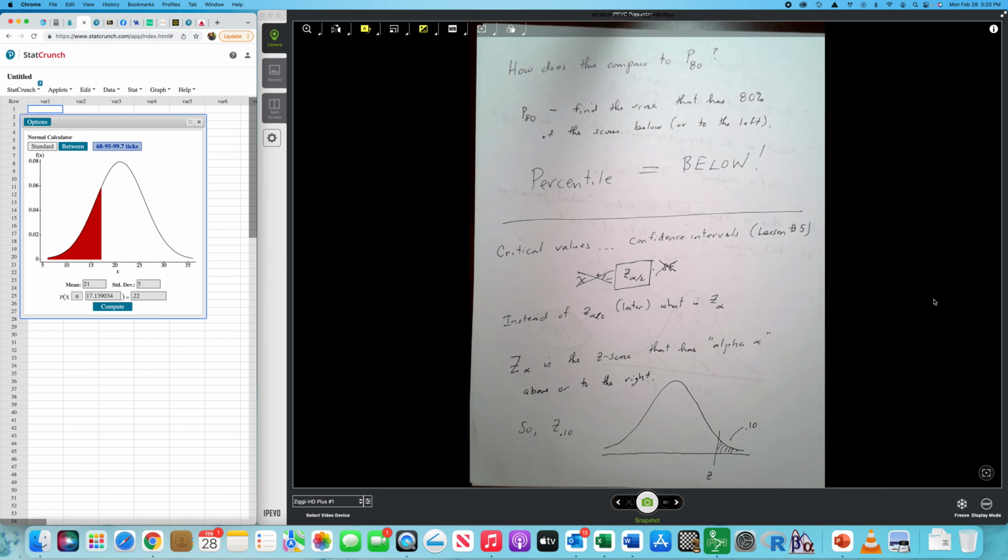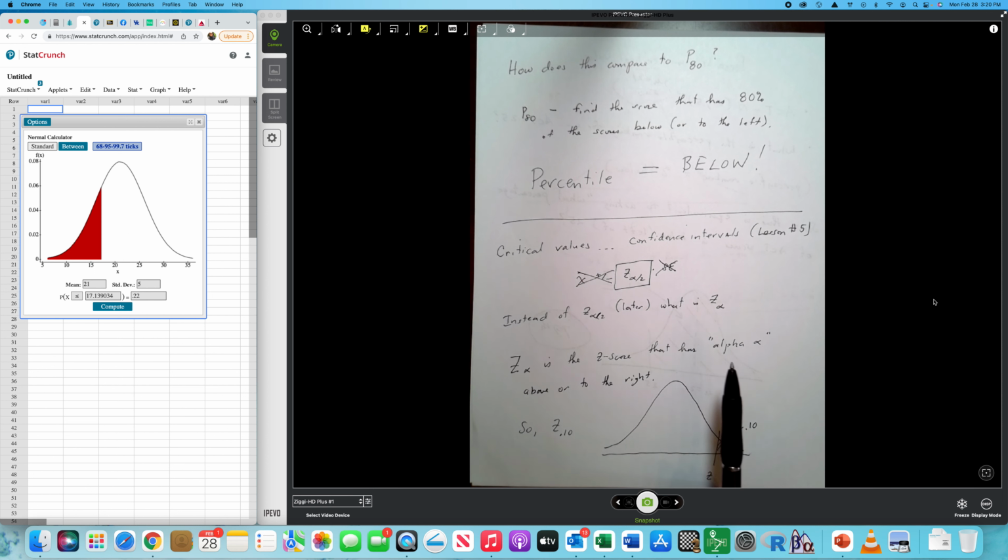What I want to talk about is that critical value that we use in tests of inference: confidence intervals, hypothesis testing, lessons 5 and 6. And instead of looking at something like z alpha over 2, I just want to talk about what is z of alpha. We'll get to that stuff. Once we learn this, it's not a stretch to learn that. So let's talk about what is z of alpha. Z of alpha is the score that has alpha area to the right.